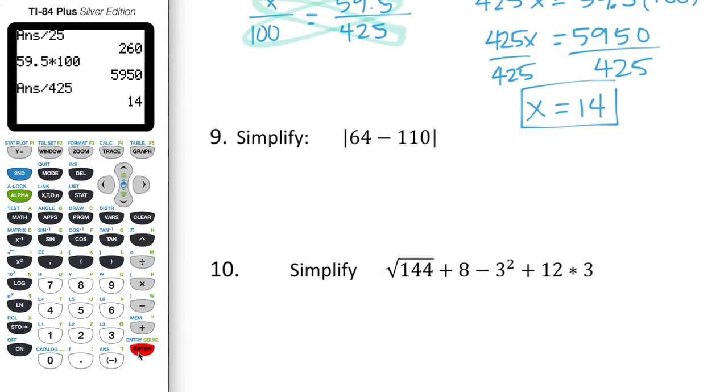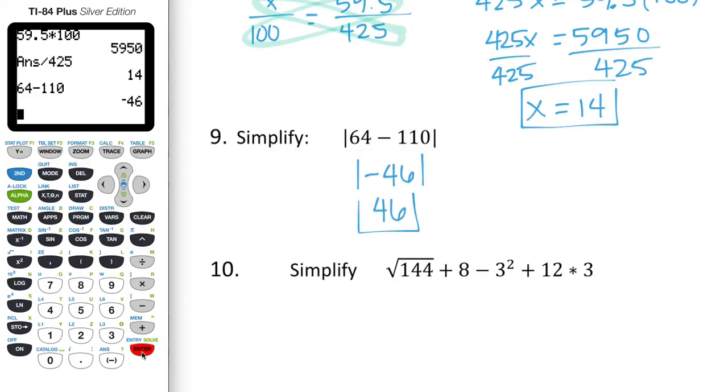All right, so we're going to have our absolute value. What we're going to do is actually subtract what is on the inside first. So we're going to have 64 minus 110. That's going to give us negative 46. Remember, absolute value is the distance from 0, so it's always going to be a positive number because it's a distance. So our final answer is just going to be 46.